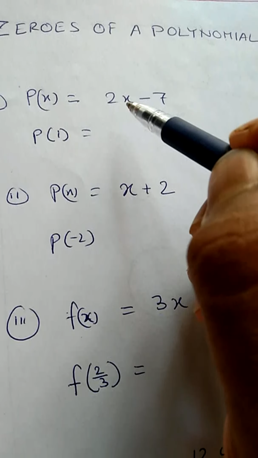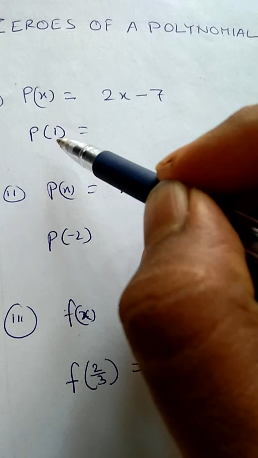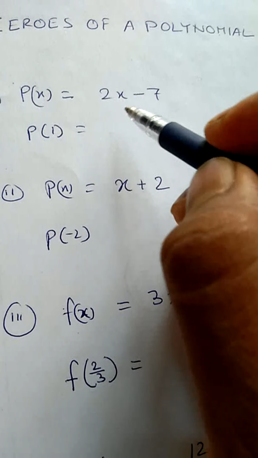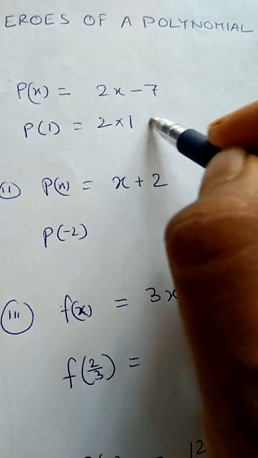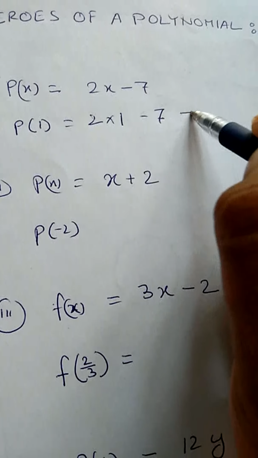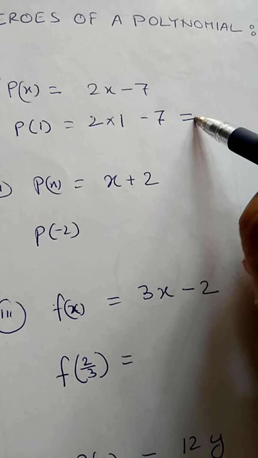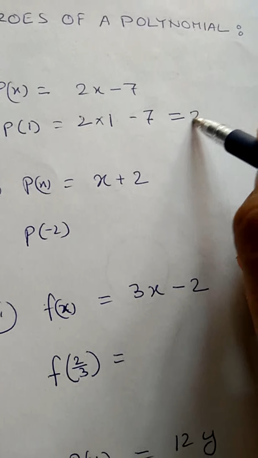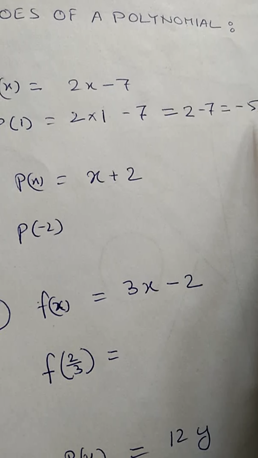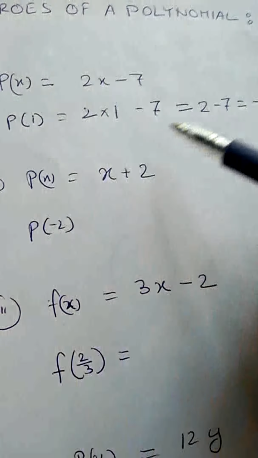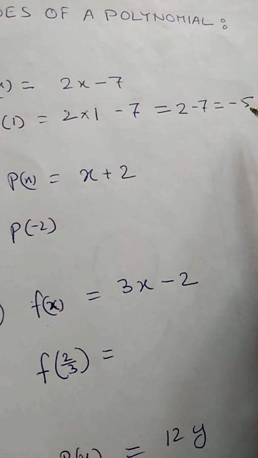So this x will be replaced by this value 1. So that way, if we write 2 into 1 minus 7, then the value will be 2 minus 7, which is minus 5. So the value of p(1) is minus 5.